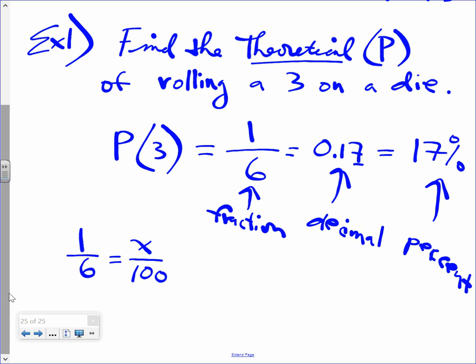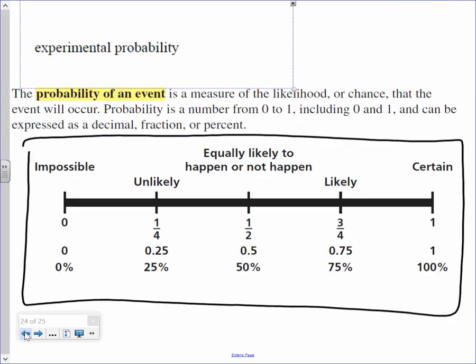So would this be a likely event or an unlikely event? Likely? Where on the scale does it fall? So 17%. 17% is about right here, somewhere around there, right? So it's unlikely to roll a 3. Possible? Of course it's possible. We did it 49 times out of 250. But it's unlikely. So that's theoretical.